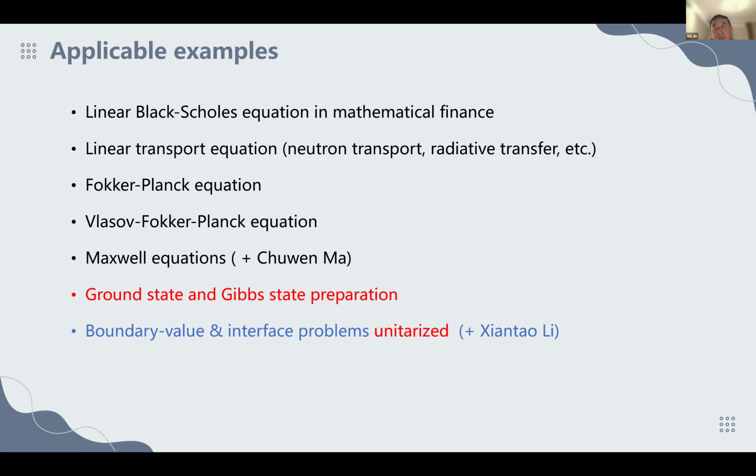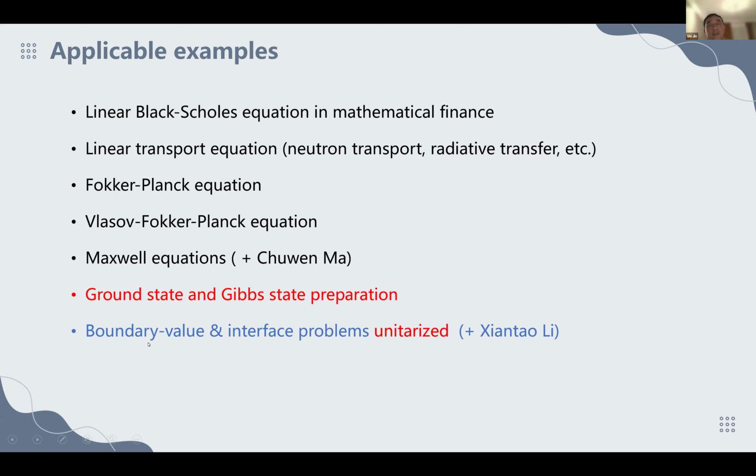All right, now, of course, because this method is very generic, we can solve all kinds of linear PDEs, you name it, from linear Black-Scholes to transport equations, Fokker-Planck and so on, and even Maxwell equations. And you can also use it to generate ground states and Gibbs states, because you can solve the evolutionary equation to steady state.